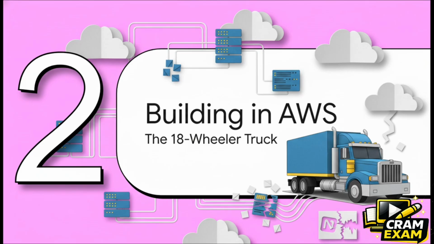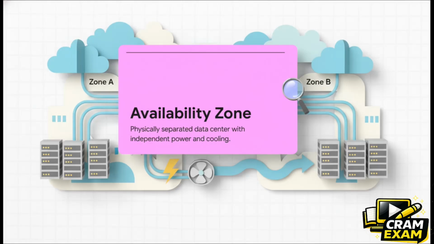Section 2. Building the 18-wheeler in AWS. Let's see how we actually build this 18-wheeler truck in the cloud. Because if you don't use this strategy, a single hardware failure is going to cause dropped transactions, corrupted databases, and massive brand damage. We do this by using what AWS calls availability zones. An availability zone is simply a physically separated data center with its own independent power and its own independent cooling. You put your main servers over in Zone A, then you put redundant exact clone servers over in Zone B.